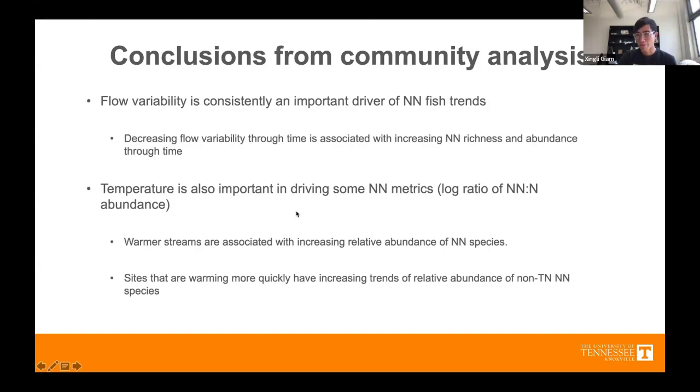Temperature is also important in driving some non-native metrics, but again, it's not as consistent as flow variability. Typically, some warmer streams are associated with increasing relative abundance of non-native species, and sites that are warming more quickly have increasing trends of relative abundance as well, but it's only for one metric. And later, when we look at the SDMs, I can offer a potential explanation for this.